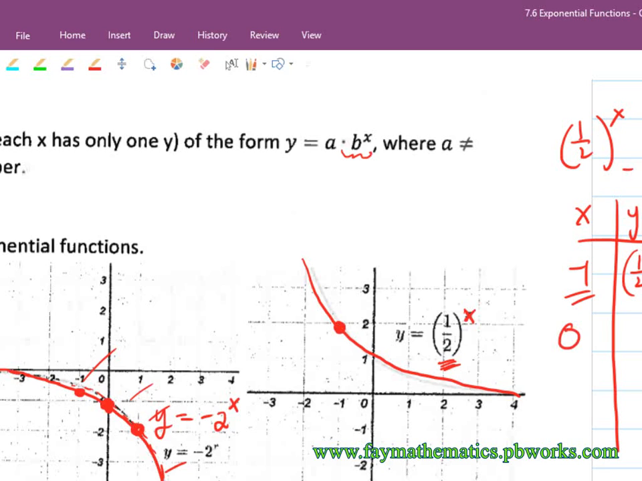If I try 0, so I go 1/2 raised to the 0, and we know anything raised to the 0 power is always 1. So we get 0, 1. If I try 1, I would get 1/2 raised to the first, which is just 1/2. So 1, 1/2. If we try 2, it'd be 1/2 raised to the second, 1 squared over 2 squared, which is 1/4. So there we're at 2, 1/4. And we can keep going. We can go into 3 and 4 and 5.